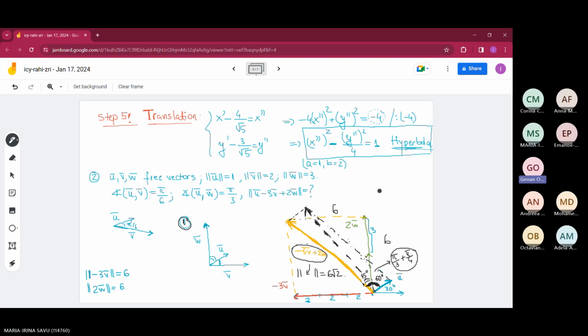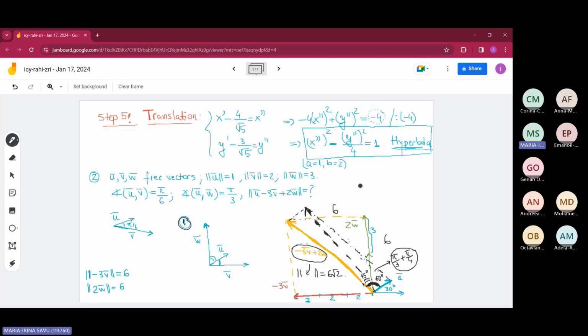If you don't make the graphic representation, it's not easy to solve it. If you don't know the angle between some vectors, you cannot find the norm of the sum. So the angle is important. If we don't know the angle, how can we find the sum?